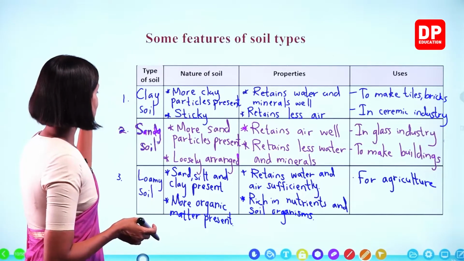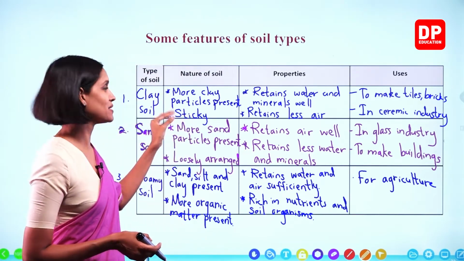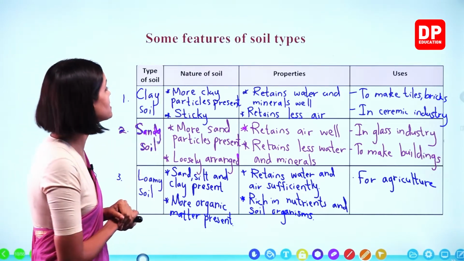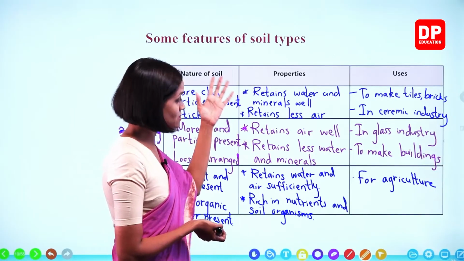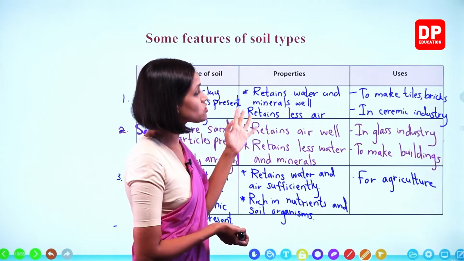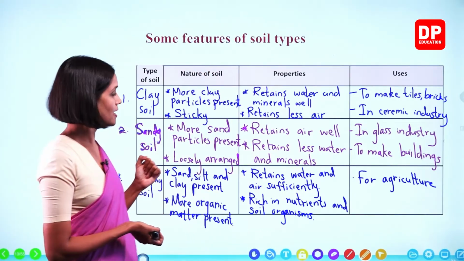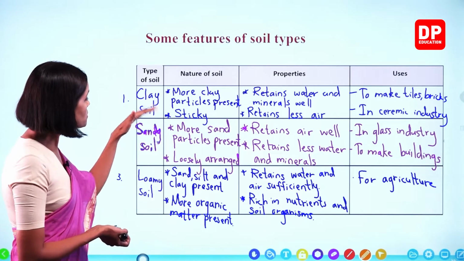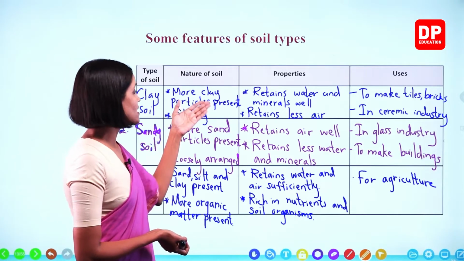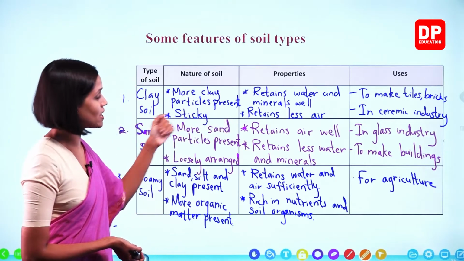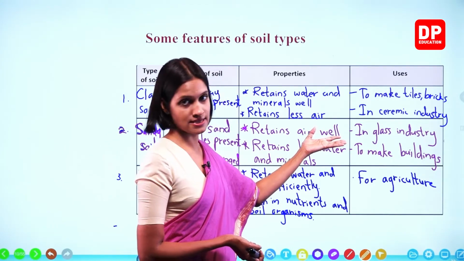So the type of soil, clay soil. Nature: more clay particles present and it is sticky because I told you clay can retain water, right? Properties: retains water and minerals well, and it retains less air. Uses: to make tiles, bricks, etc. and also in the ceramic industry, right? So sandy soil: more sand particles present and they are loosely arranged, right? It retains air well and retains less water and minerals, okay? So there are uses in the glass industry, to make buildings, etc.